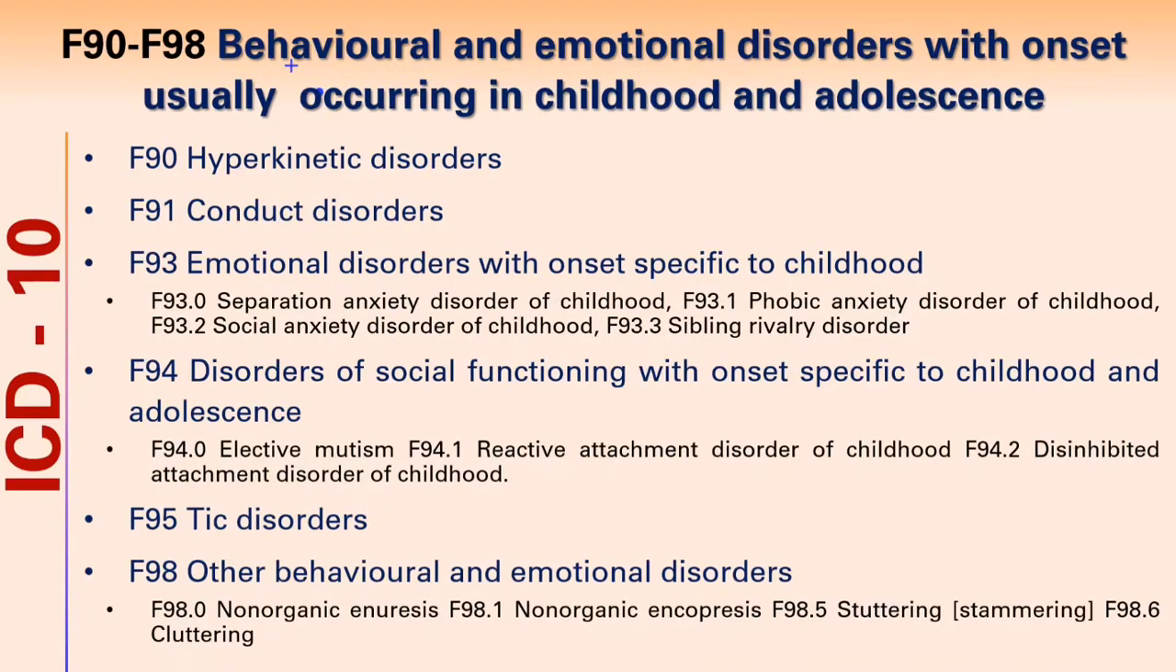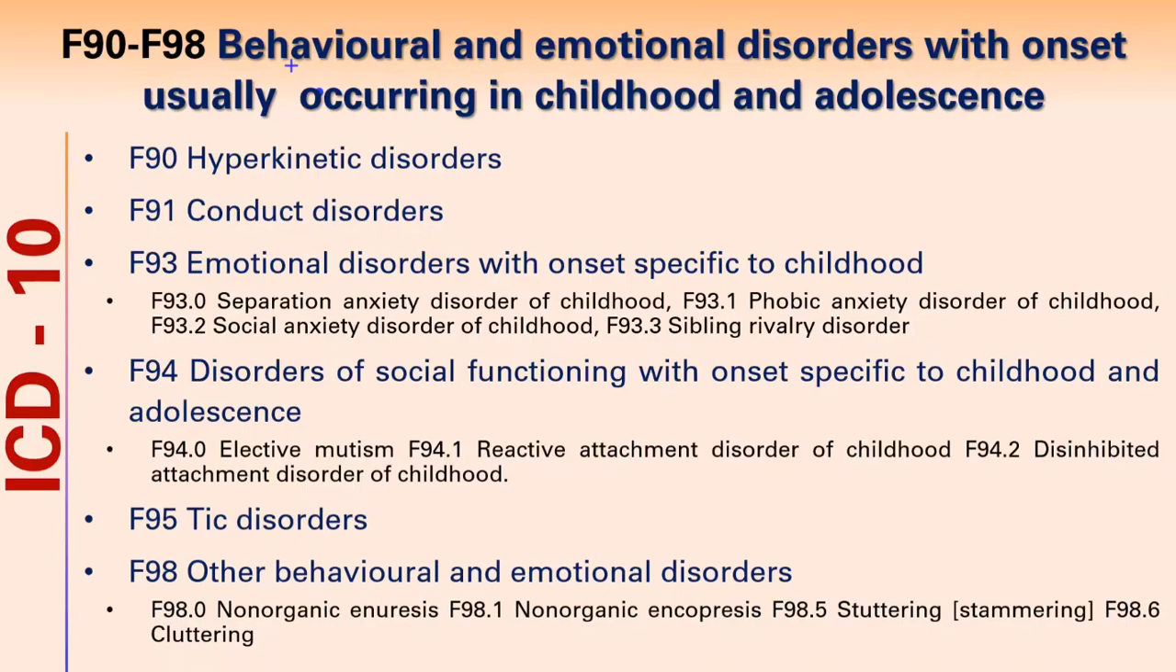So, in this part, we have some sorts of disorders. For example, hyperkinetic disorder, conduct disorder, emotional disorder with onset specific to childhood, like separation anxiety, phobic anxiety, social anxiety, and sibling rivalry. Disorders of social functioning with onset specific to childhood and adolescence, like elective mutism, reactive attachment disorder, disinhibited attachment disorder, tic disorder, and other behavioral and emotional disorders like non-organic enuresis, non-organic encopresis, stuttering, and cluttering.